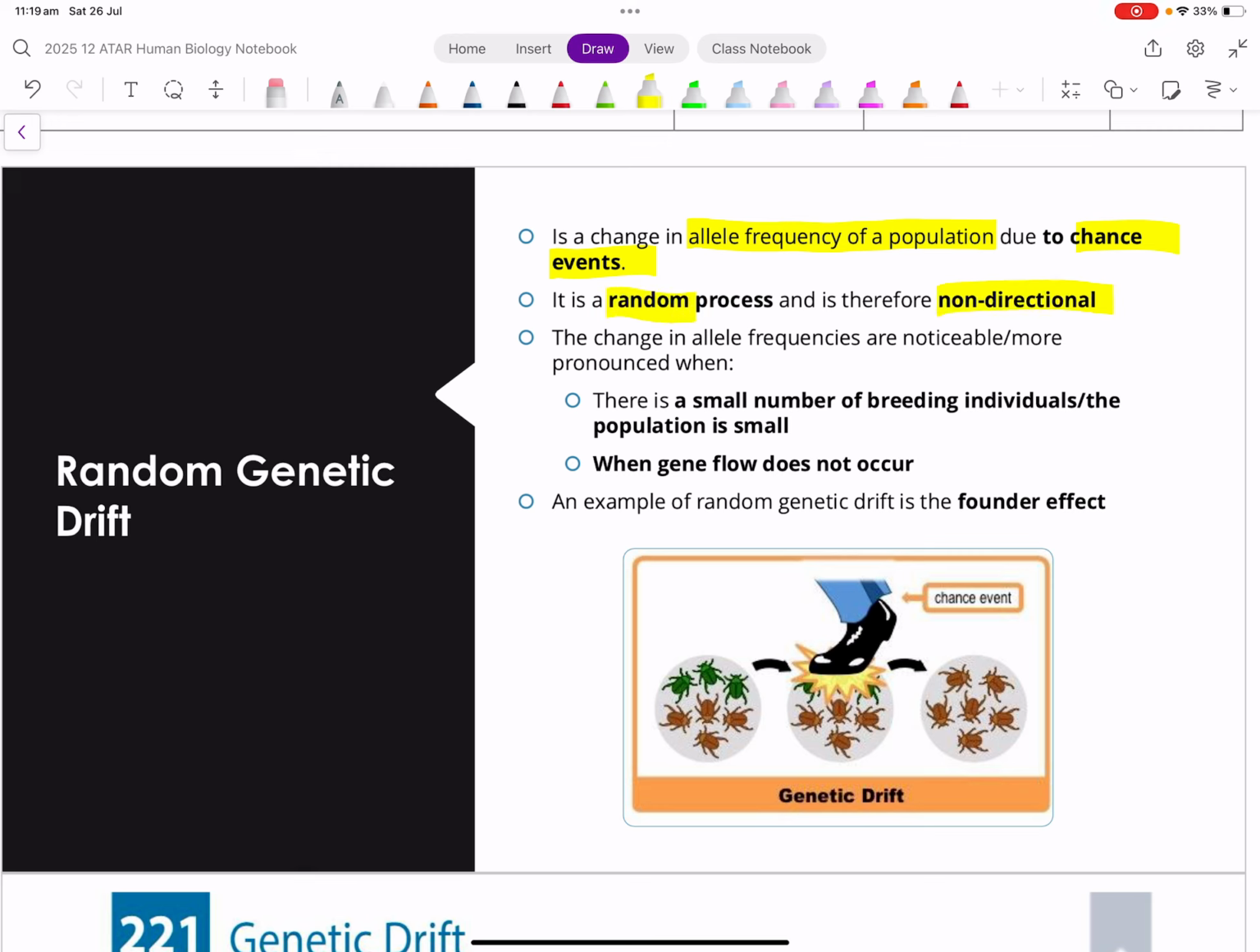As this entire process relies on chance, it is completely random. It's also non-directional. Effectively, what this means is that the change in allele frequencies is going to be noticeable when there's a small number of breeding individuals, or the population is quite small, or when gene flow is not occurring. Another example that we looked at in the previous lesson was, again, say, the Vedoma people in Zimbabwe. A very particular example of random genetic drift is the founder effect, and this is something that we're going to look at in a little bit of detail now.